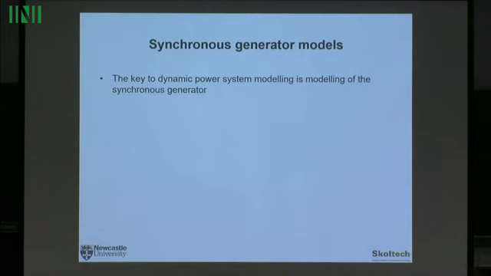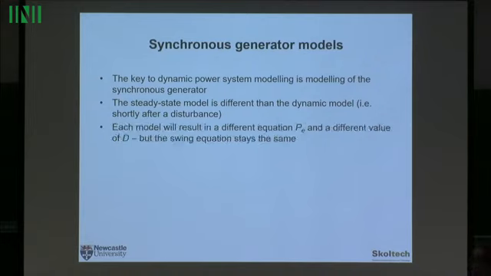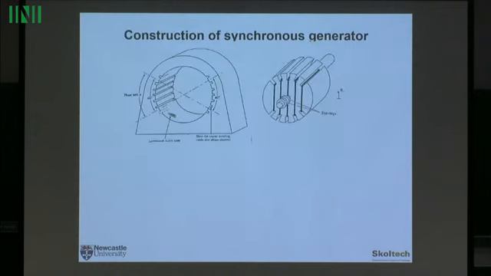So the key is understanding the modeling of the synchronous generator. The steady state model is different than the dynamic model, which means shortly after a disturbance. If you have a short circuit, for the first few seconds the model will be different than in the steady state, and I will explain why. Once again, the swing equation stays the same, but these equations will be different depending on the model.